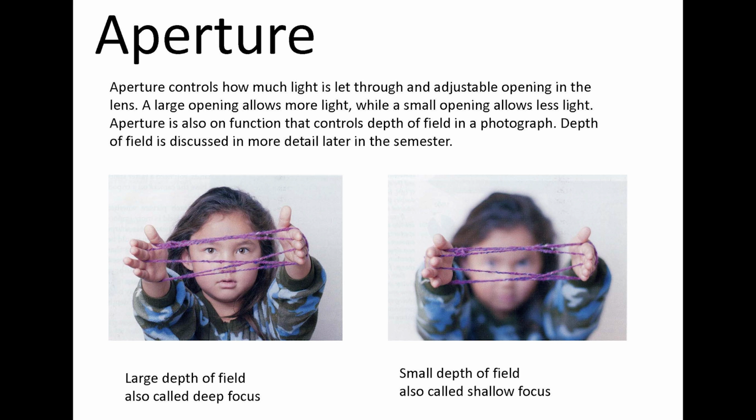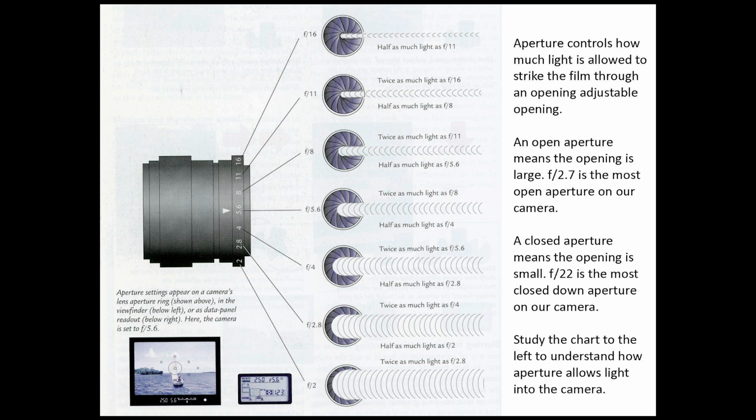So a small opening has a large depth of field, and a large opening has a shallow depth of field. A large depth of field is also called deep focus. Small depth of field is called shallow focus. So what is it that is actually happening when you're turning the aperture dial on the lens? And that's where the aperture is located. The aperture is located in the lens.